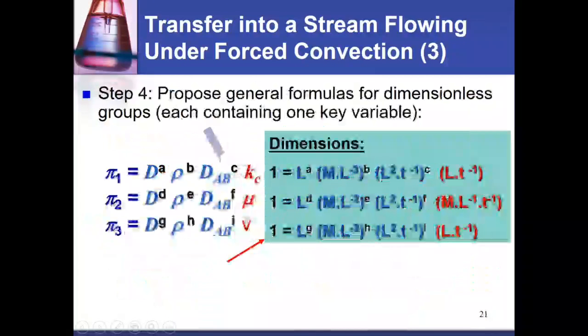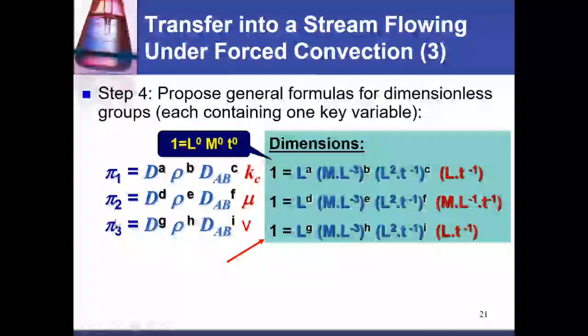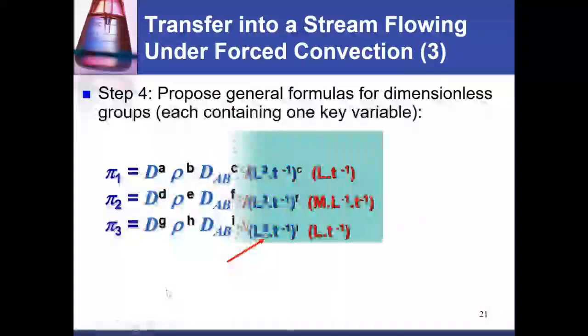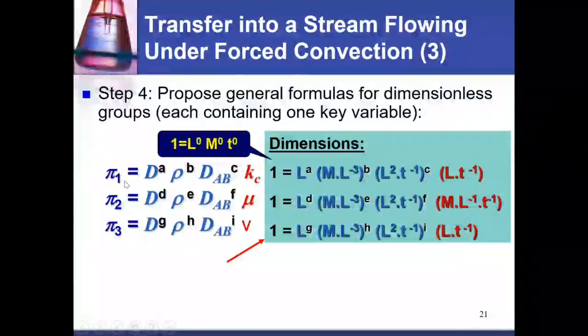Then we define the dimensionless groups, as we said, pi1, pi2, pi3. All these are dimensionless, so they should have no dimension. So we take the remaining variables, and every time we multiply them by the key variables: Kc, then mu, then velocity. This will be the first group, second group, and third group. And now we put the powers here: A, B, C, D, E, F, G, H, I.